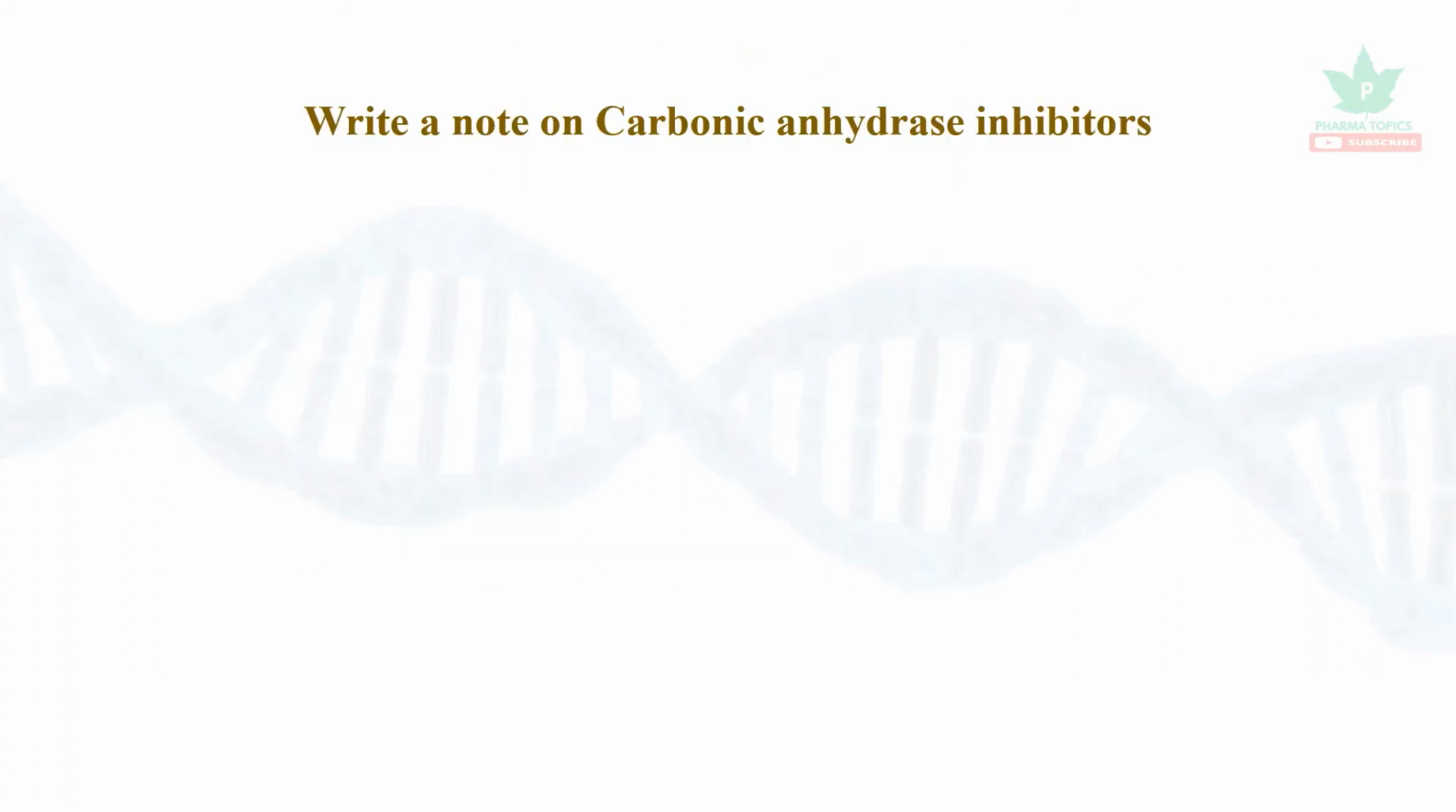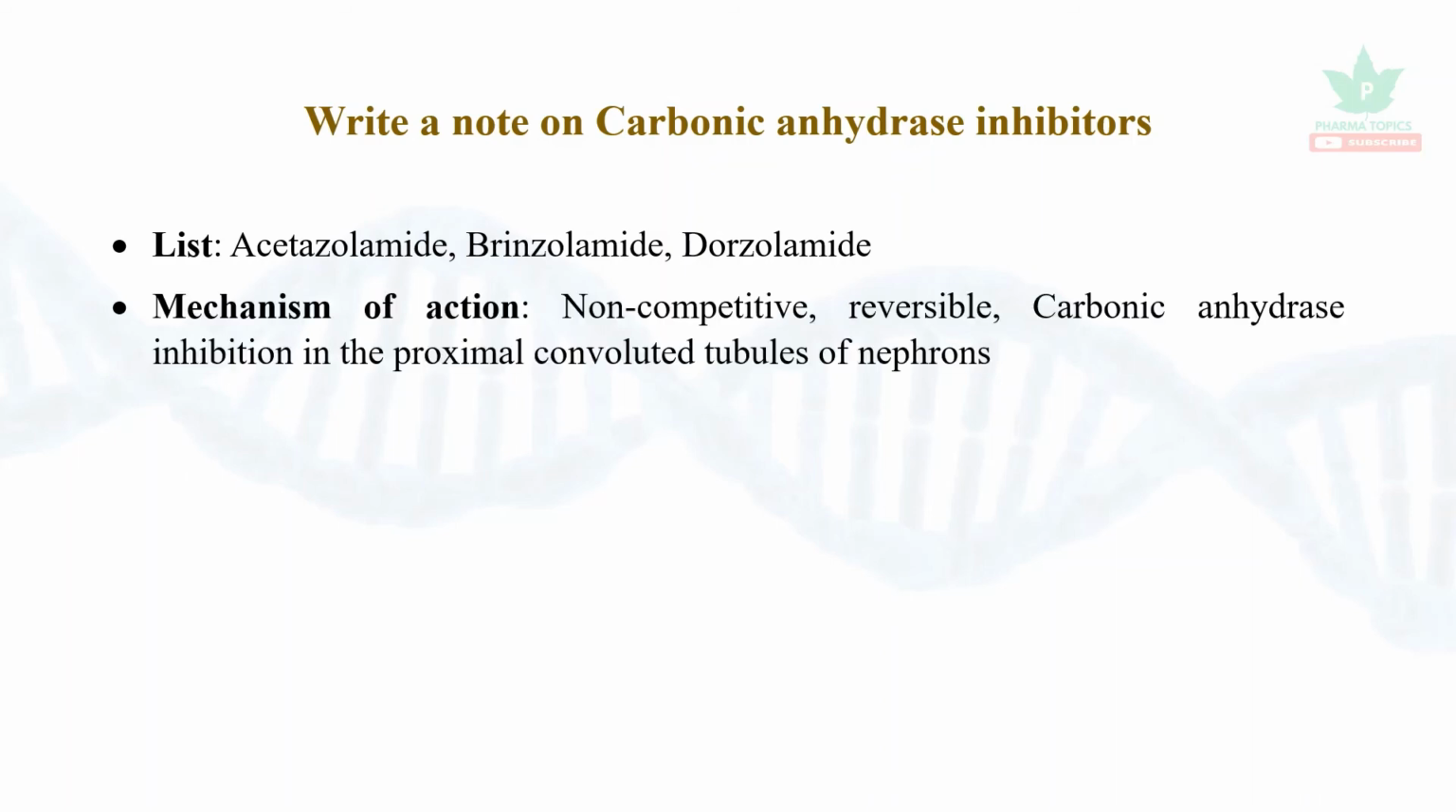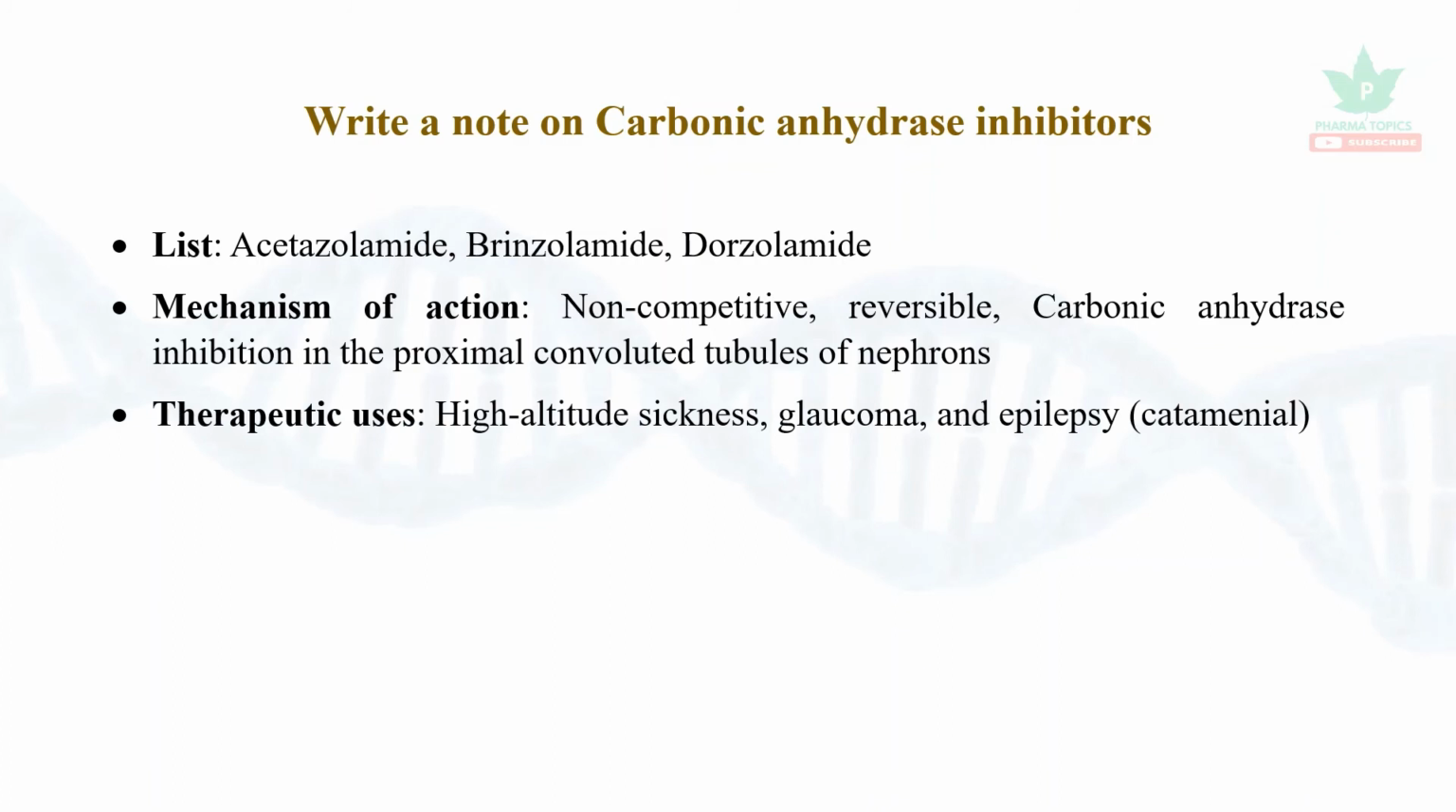Next is carbonic anhydrase inhibitors. They are acetazolamide, brinzolamide, and dorzolamide. They are non-competitive reversible carbonic anhydrase inhibitors in the proximal convoluted tubules of nephrons. They are used in mountain sickness or high altitude sickness, treatment of glaucoma, and epilepsy during the menstrual cycle, catamenial epilepsy. Adverse effects are drowsiness, paresthesia, and CNS effects.